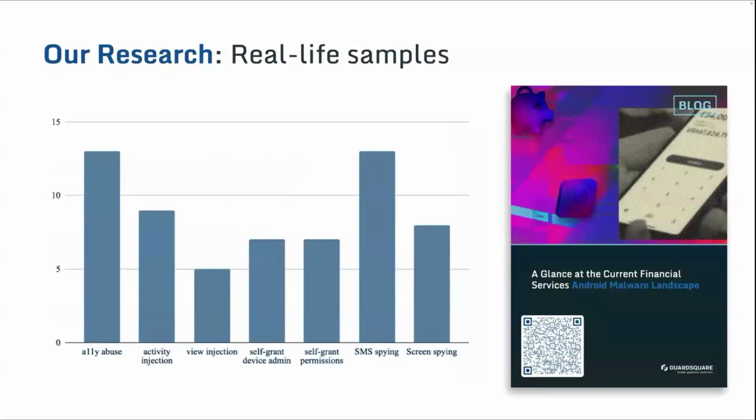Looking at the results of our research, we can distinguish different attack methods. The most relevant one is accessibility abuse, which is used in different ways by malware, like getting additional permissions or becoming device administrator all by itself.